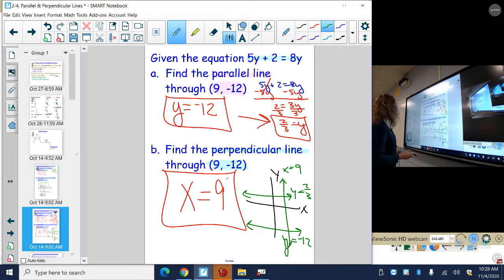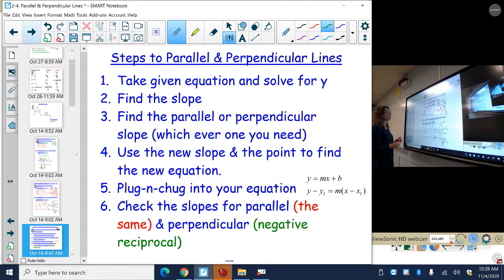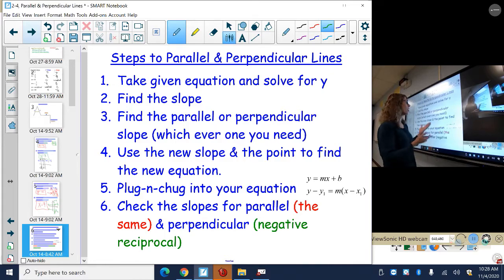So what happens whenever I don't have just one letter? Whenever I don't have just one letter, here's some steps that we have to follow. Take the given equation and solve it for y. Find the slope, and then you're going to find either the parallel or perpendicular, whatever the direction states you to do. Use the new slope and the point that was given to find the new equation. Plug and chug into your equation.